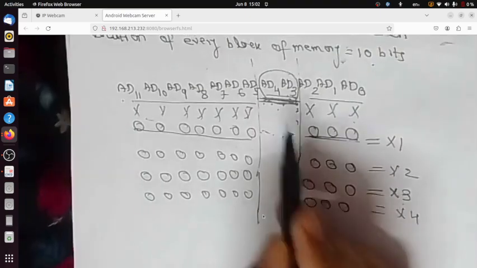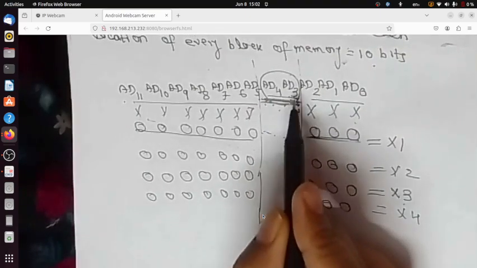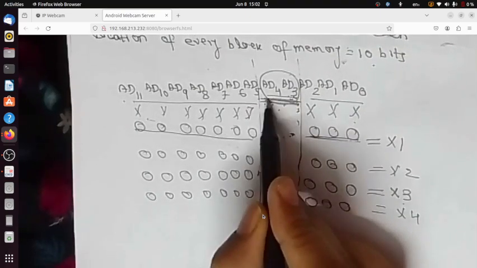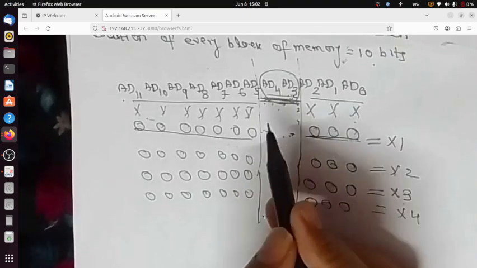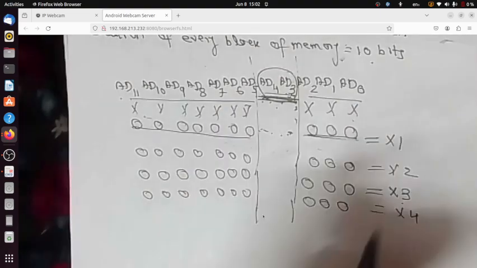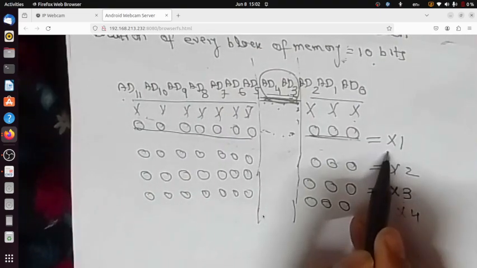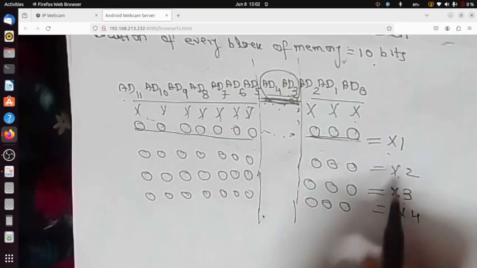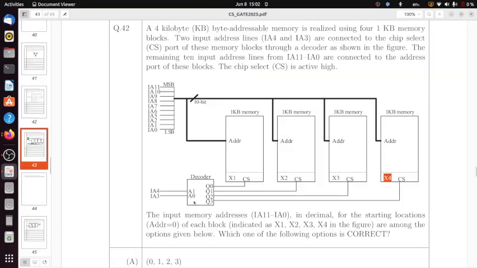For that we have to find out how these 2 input address lines are connected to which of the memory blocks. Depending on that, the starting locations x1, x2, x3, x4 will vary. So we go back to the question. Here, the decoder inputs A0, A1 are connected to address lines 3 and 4.